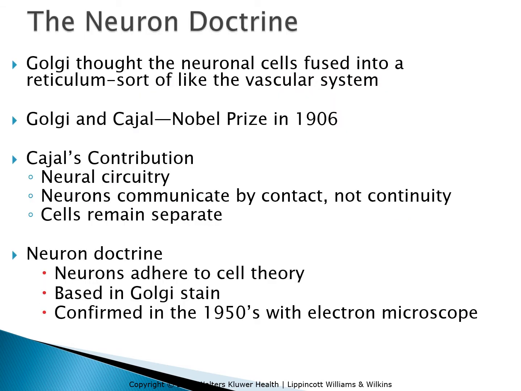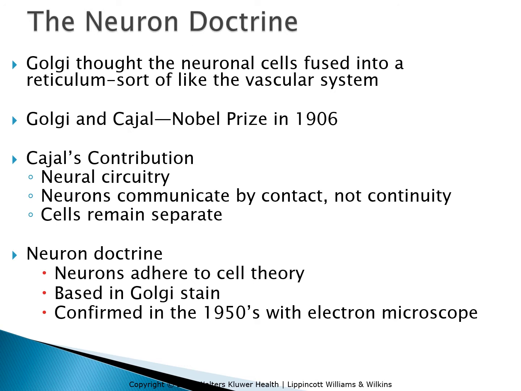So there were two major people at work. You had Golgi and Cajal, who thought about the nervous system in different ways. Golgi thought that the neurons were fused into sort of a large system, kind of like the vascular, the blood system, the circulatory system, where everything's connected, so everything would just kind of pass from one thing to the other.